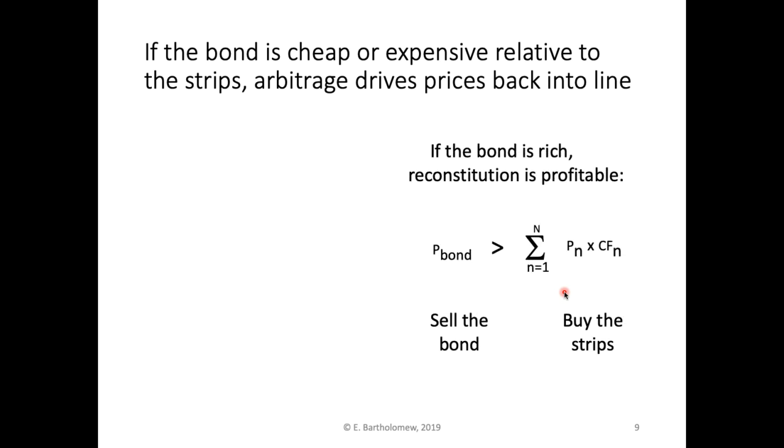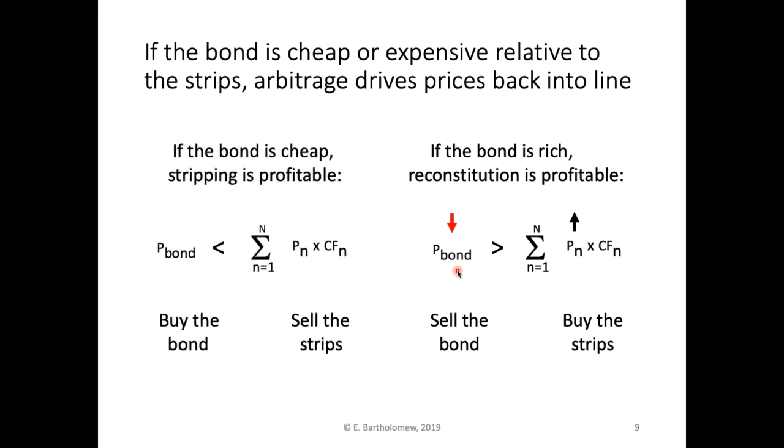In the case we just looked at, the bond is rich, and so reconstitution is profitable. So we sell the bond and we buy the strips, and that's going to tend to drive up the price of the strips and drive down the price of the bond that we're selling. If the opposite were the case, if the bond were cheap, then stripping would be profitable. We'd buy the bond and sell the strips, driving up the price of the bond and driving down the price of the strips. So in either case, we're driving them back towards an equilibrium where the price of the bond equals the sum of the value of the strips.